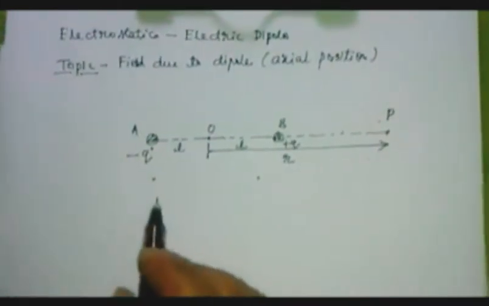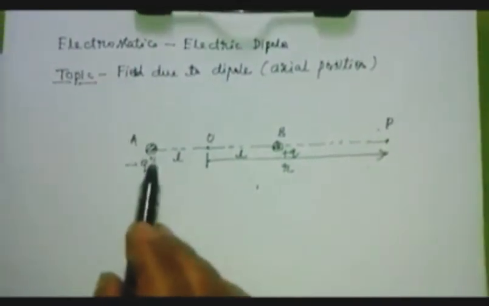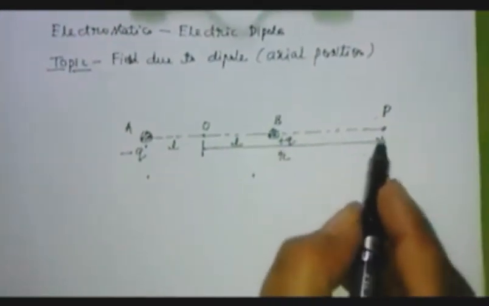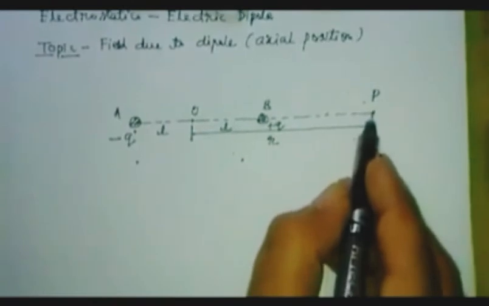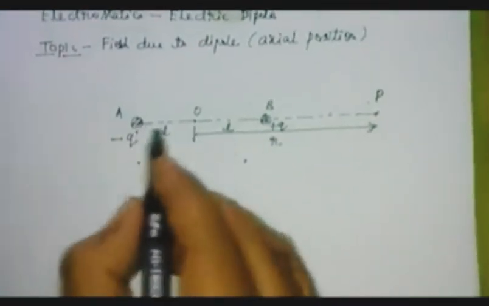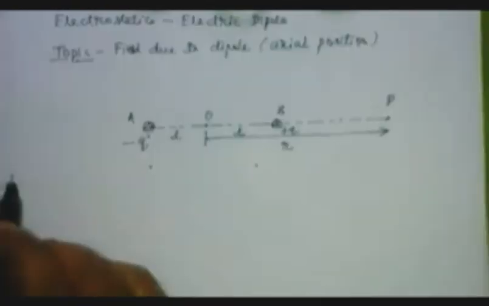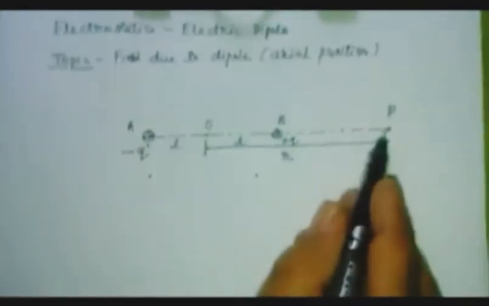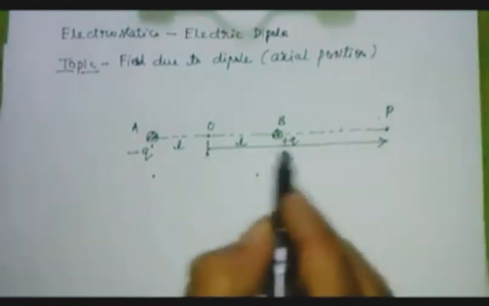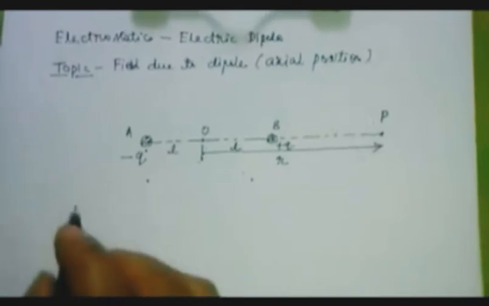Now we have a dipole which has equal and opposite charges plus q and minus q separated by a very small distance, that is 2l, and we have to find the field at point P. P is a point at the axial position, along the axis of the dipole. So AP is the axis of the dipole. The distance of this point P, where you want to find the electric field, is r from the center of the dipole. This distance is r. Now we have to find the field at P.